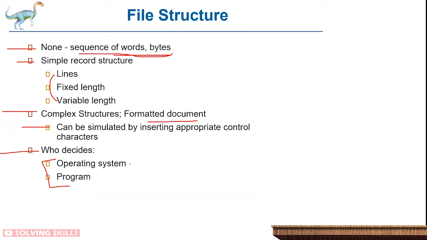So the operating system would definitely decide the file structures for the file types which are well known, which are used by the users and the operating systems alike. The operating system is going to give some kind of documentation or tell you that this file type should have this kind of structure inside. But most of the time, programs decide what would be the structure of the file, right?